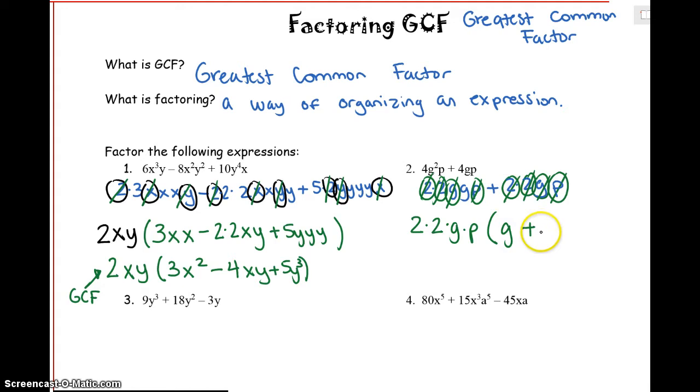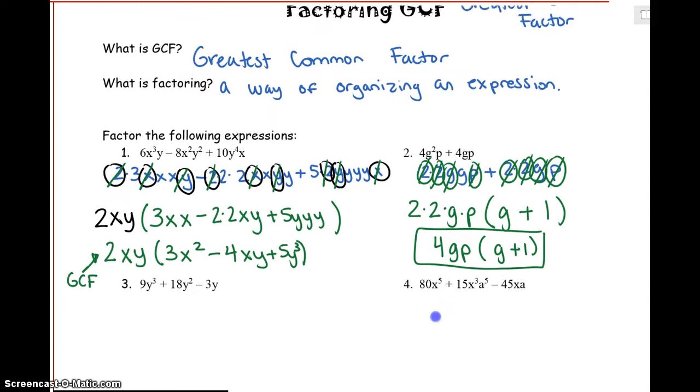Now, there's always a placeholder because you can't just make it look like that. That looks awkward, so you have to put a 1. And we have 4gp times g plus 1. And once again, that's factored, and 4gp is our greatest common factor. Alright, let's head on to number 3 and number 4.